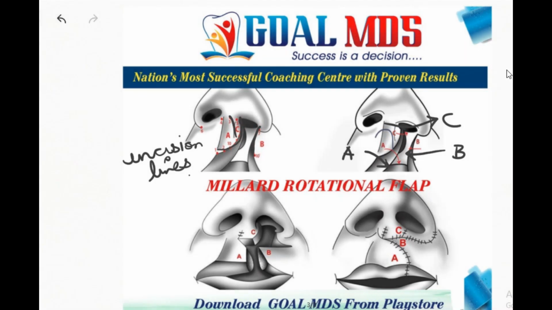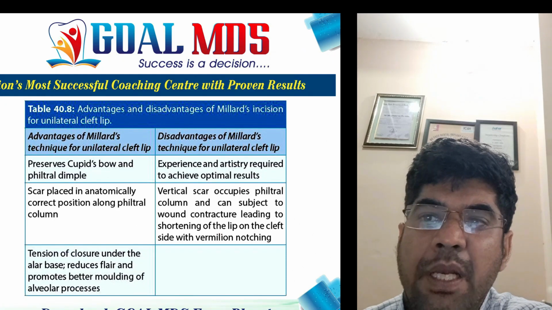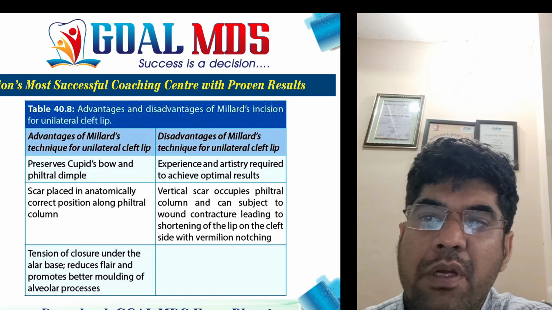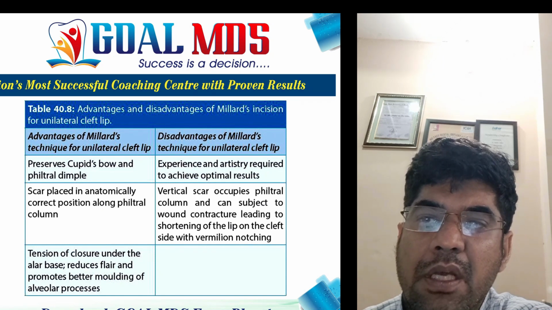The disadvantage of the Millard technique is that the vertical scar that occupies the philtral column can be subject to wound contracture that can cause shortening of the lip on the cleft side.